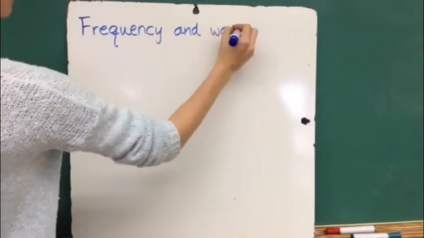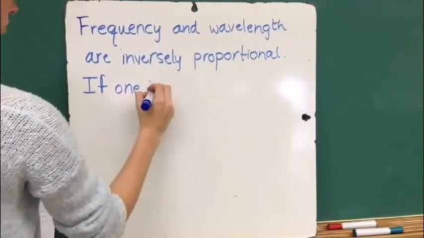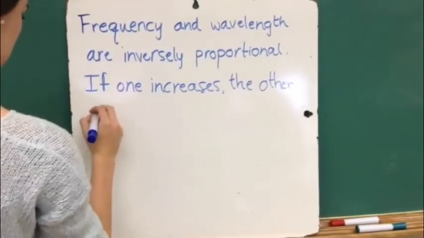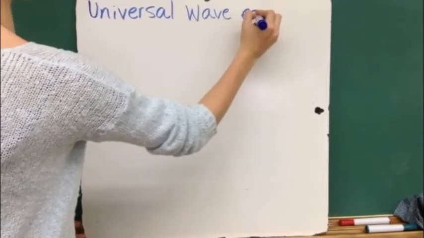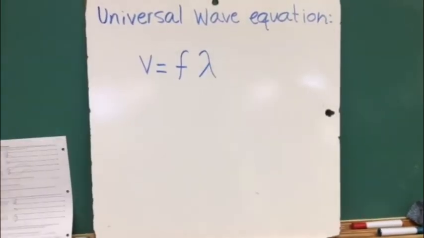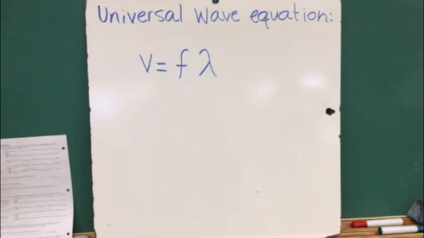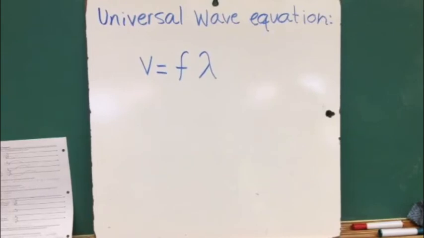From this, we can see that frequency and wavelength are inversely proportional to one another. If one increases, the other decreases. From our findings, you may have been able to see that the universal wave equation is v = fλ, or velocity equals frequency times wavelength. Note that the change in frequency affects the wavelength and vice versa, but they do not affect the wave speed. Remember that the wave speed depends only on the physical properties of the medium.